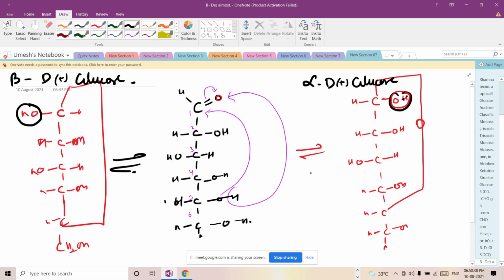Now, another point. The structure that I have drawn here, to explain the chemical properties, we will not be drawing so big a structure every time. So what we have done is we have compressed the structure to another form. We call it the Fisher projection formula. Let us go to the Fisher projection formula now.